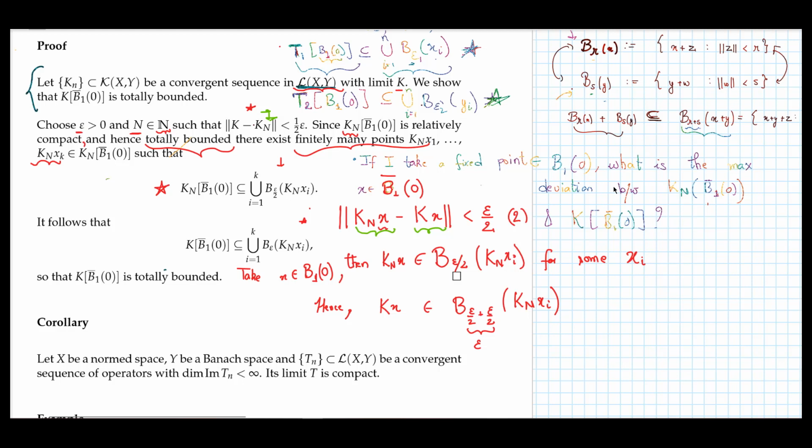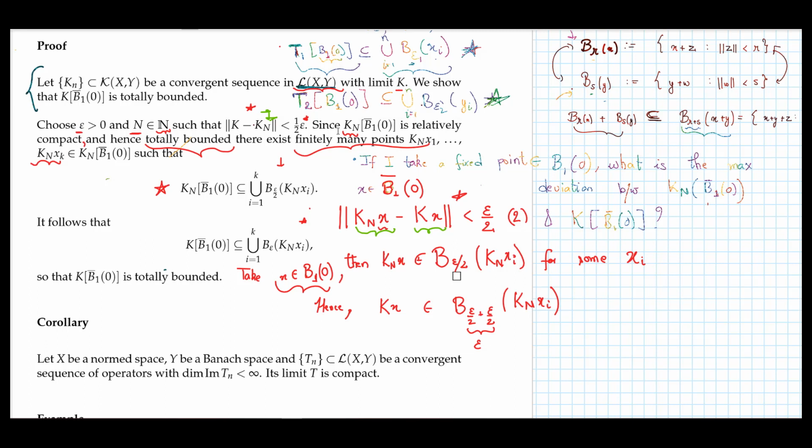Now I know from above that the norm of K minus Kn is less than half epsilon. This I know. So what I can do next is introduce this x here. I take an x in B10, then we know that Kn of this x must belong to a ball of radius epsilon by 2 around Kn xi. Well, why this? Because before we were taking the whole ball, now I'm just taking one element there, you see, and that's why there's just one ball this time rather than a union of balls.